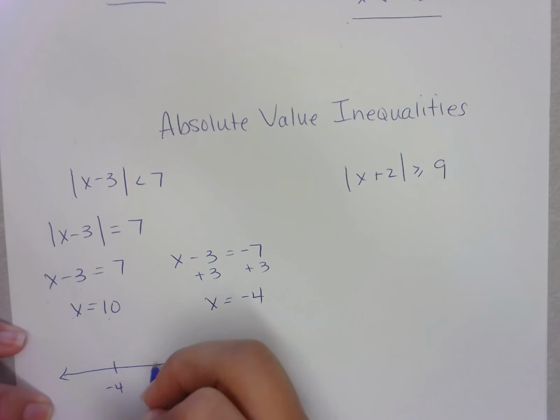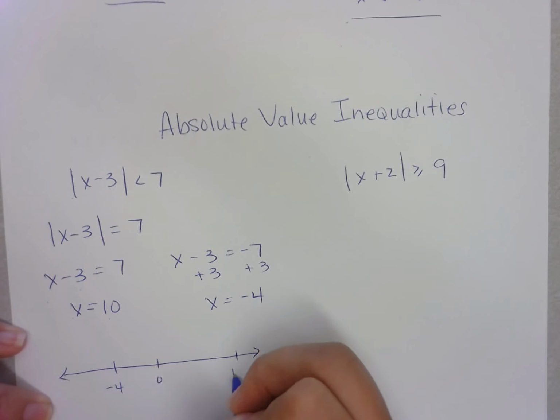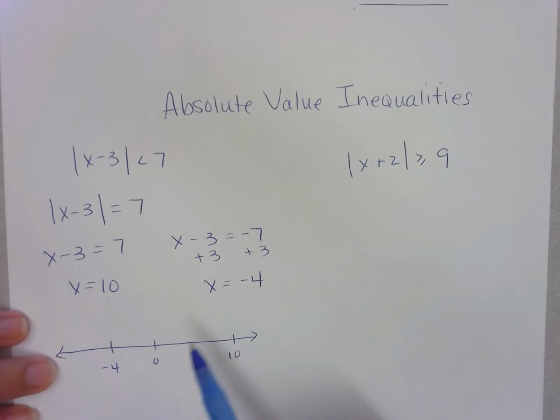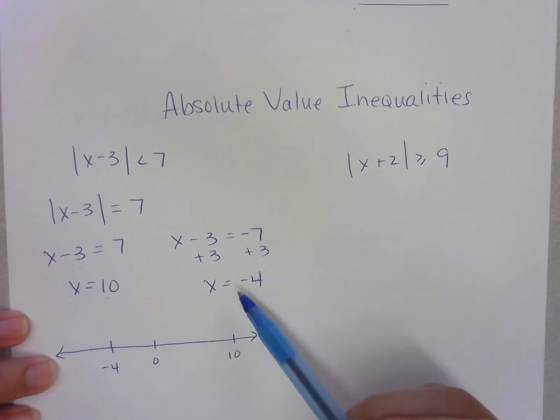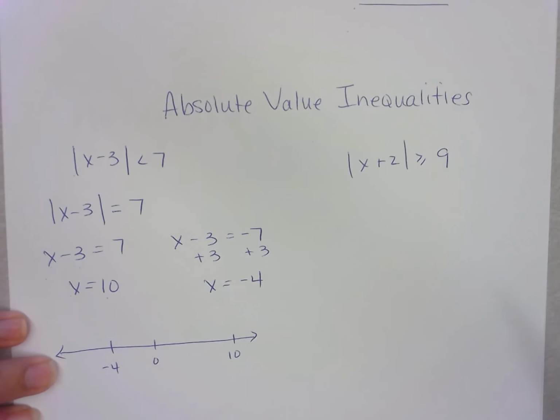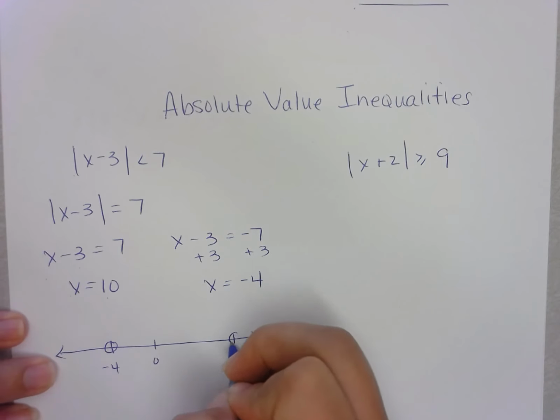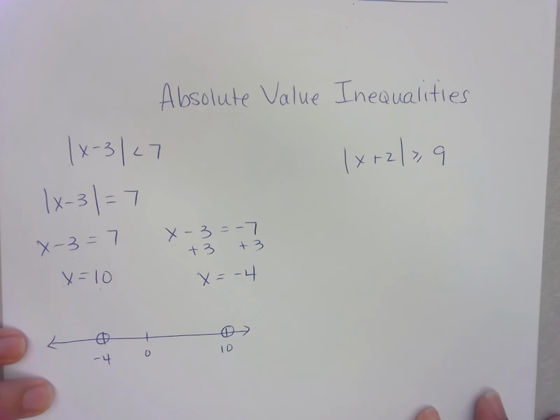So here's my -4, maybe here's 0, and then 10 will be way up here. All right, so I know these are places, if I check them, these are places that equal 7. Now that's not exactly what I want here. I want less than 7. So I know that because this is less than, these two numbers are not included. So I'm going to circle my two numbers. Okay?